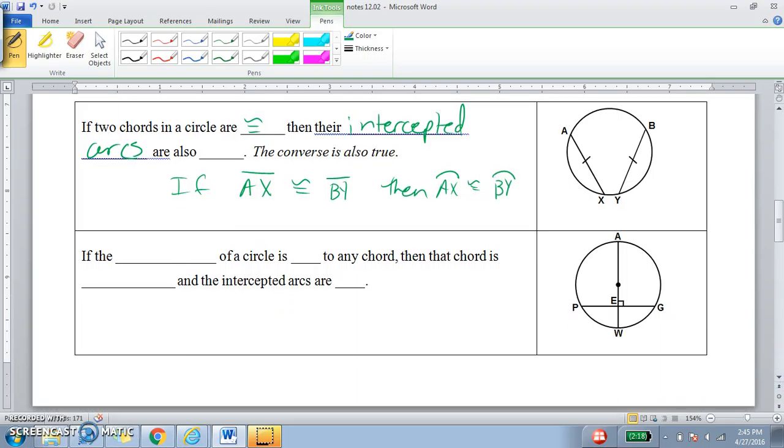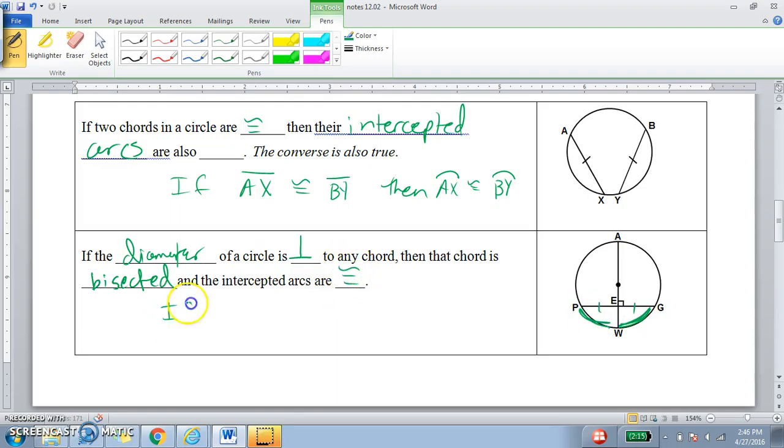They're the same thing. This next one: if the diameter of a circle, which would be AW in this case, is perpendicular to any chord (this right angle right here means they're perpendicular, and the chord is PG), then that chord is bisected, meaning cut in half. We haven't had that word in a while. So bisected, so these two pieces are equal. And the intercepted arcs, WG and PW, are congruent.